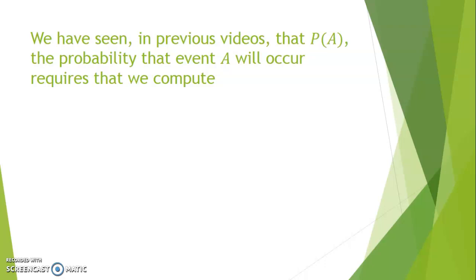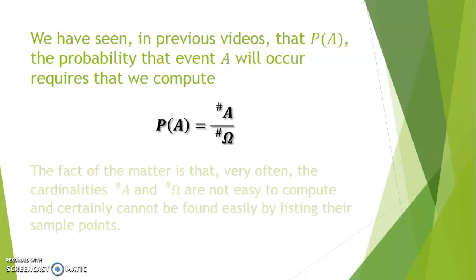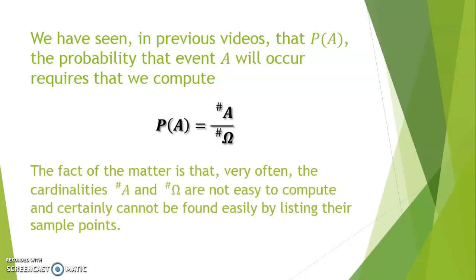As we've seen in previous videos, P of A, the probability that event A will occur, requires that we compute the ratio between the cardinality of A, where A stands for an event, and the cardinality of omega, the cardinality of the sample space. Now, more often than not, cardinalities for A and omega are actually not easy to compute, and certainly cannot be found easily by listing their sample points because they can be too numerous.